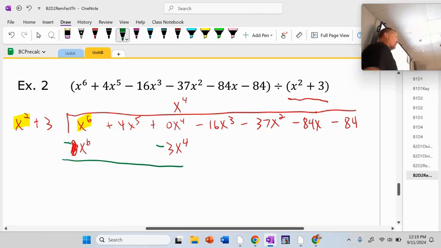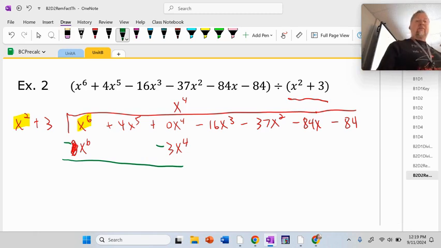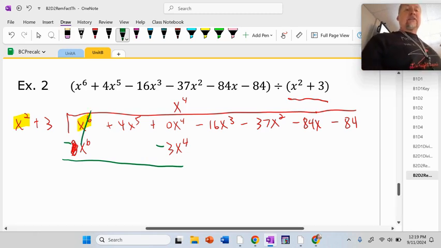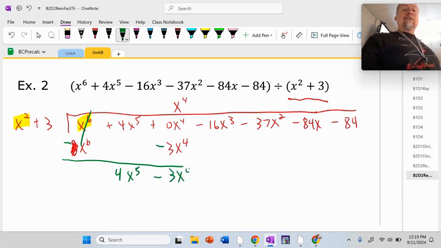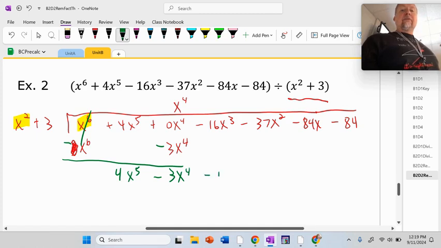If you don't know how to distribute, I can't help you. I'm done. There are certain things that are expected in here that you're supposed to know. If you don't know, you're supposed to work extra hard, right? And get it figured out.